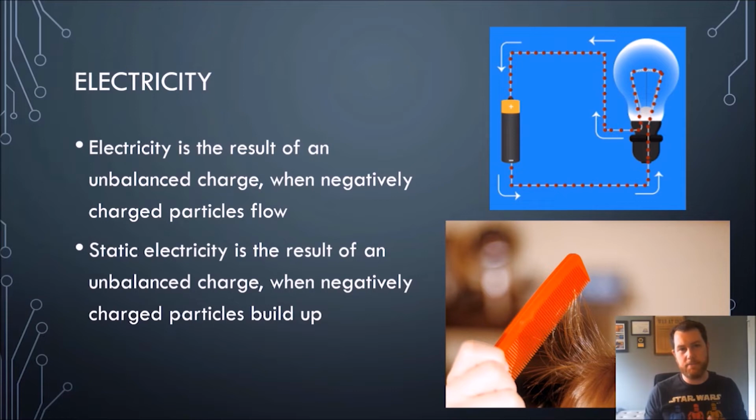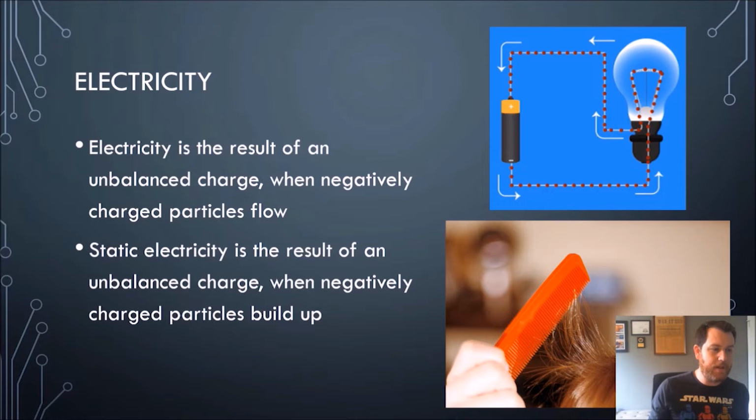So now that we understand particles and how negative particles and positive particles react to each other, what does that have to do with electricity? Well, there are two types of electricity. The type you're probably most familiar with is the kind that flows, the kind that's moving around. It's the kind of electricity that when you flip on a light switch, the light comes on, or when you plug something into the wall, it'll turn on, or it'll charge your phone, or whatever. That kind of electricity, current electricity, is a result of something called an unbalanced charge. That's when those negative particles are flowing.